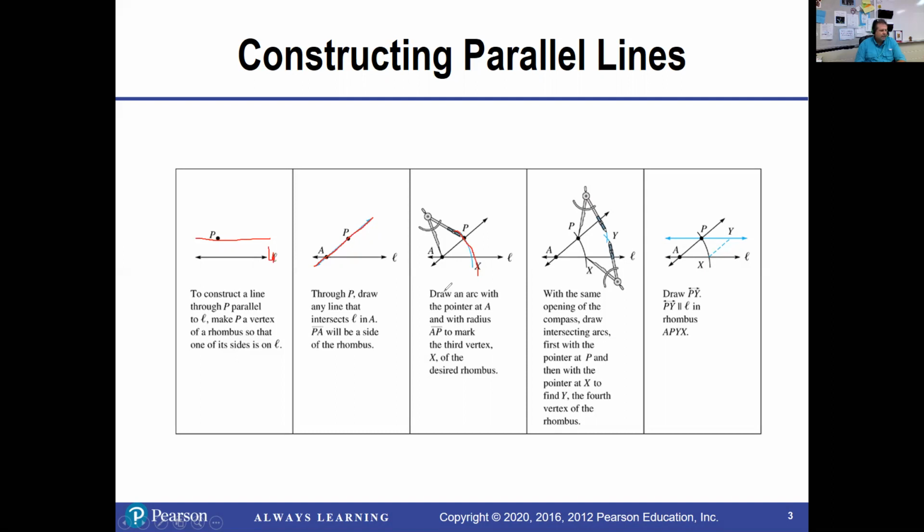Okay, at that point, you're going to have 2 points. This point here at X and this point at P. Okay, it says with the same opening of the compass, and you can use this same one that you did here. You're going to draw from point P this arc, and from point X, draw another arc right here. And where these two connect is where I can connect my line that's going to be parallel to line L. Okay, so now those two are parallel. All right, so that's one way.